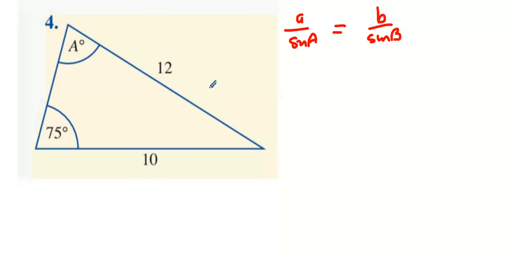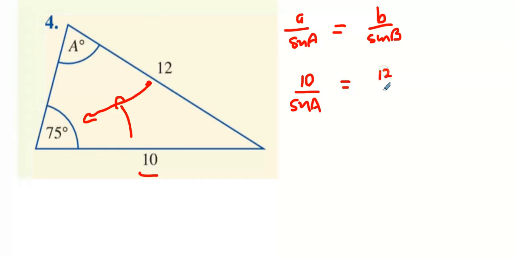Okay, the next thing we have is an angle question. Once again, pick 10. 10 can be small a. And what looks at the 10? The angle A. So it's 10 over sine A. Pick the 12 then, and what looks at the 12? The 75. So it's 12 over sine 75.